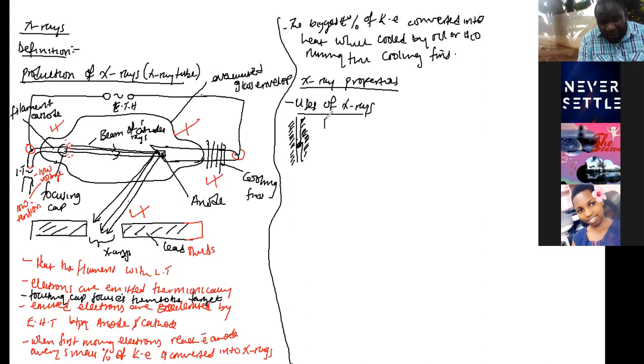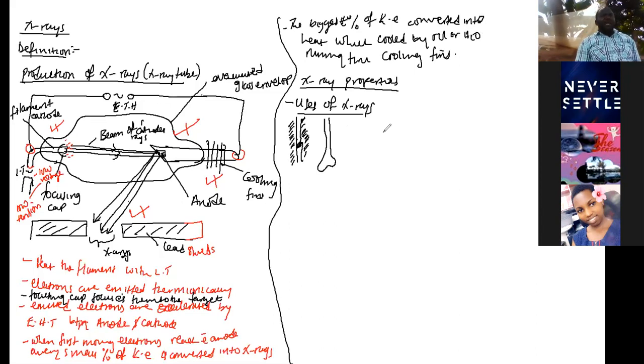Otherwise, if they check and they see the bone is still in the same shape, is still continuous, there is no crack anywhere, it means this person's leg is not broken. Maybe it was just put into tension. So that's how we can use X-rays to predict whether someone has a fracture or not.